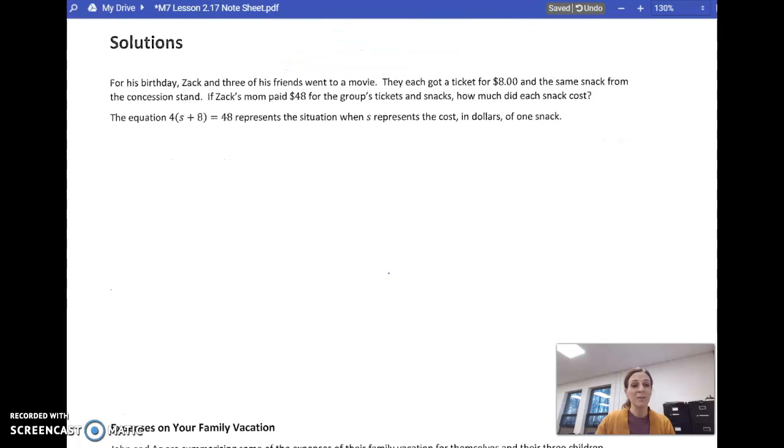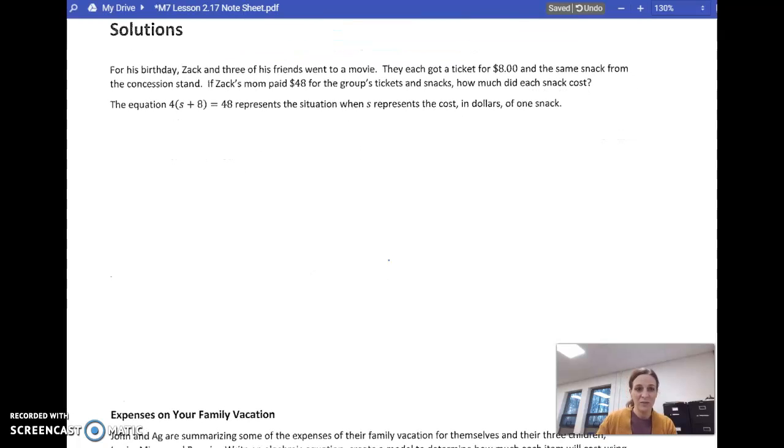So it says, for his birthday, Zach and 3 of his friends. So if we have Zach and 3 of his friends, that's 4 total people. Went to a movie. They each got a ticket for $8 and the same snack from the concession stand. And his mom paid $48 for the group's tickets and snacks. How much did each snack cost? All right, and so they give us the equation right here, but I want to show you where it comes from.